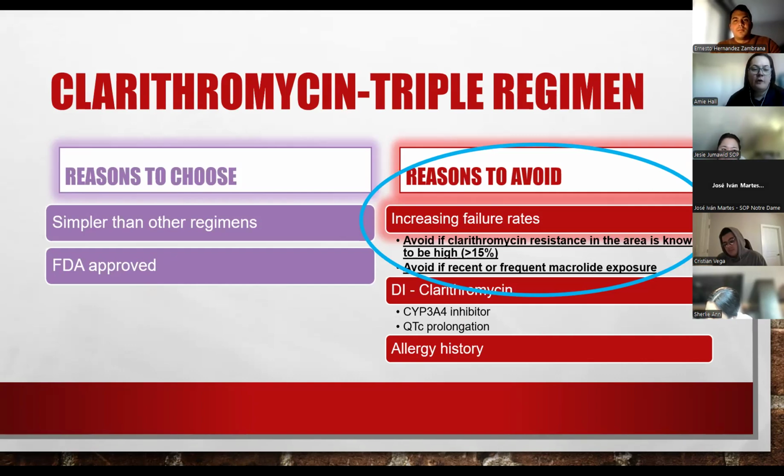I want you to think of clarithromycin as a dirty, dirty drug. Every time I see clarithromycin, I think drug interactions because it's a CYP3A4 inhibitor, and 3A4 is one of the most common pathways for drugs. So think about interactions with statins, blood pressure medicines. All right. It also can cause QTc prolongation. Also want to look at patients' allergy history to make sure that they don't have any allergies to macrolides.